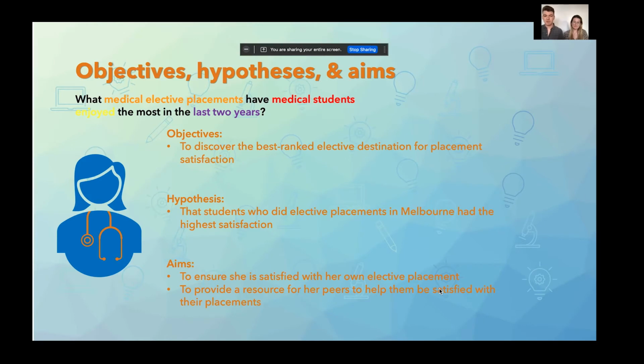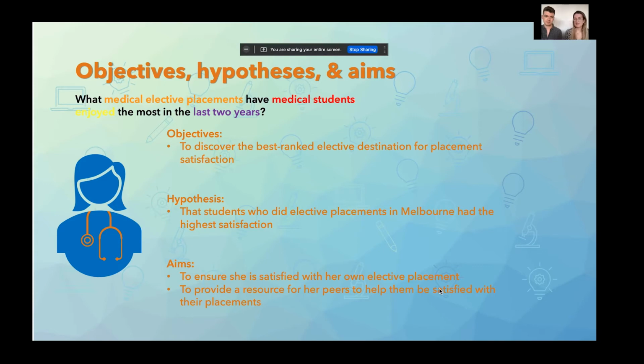Her aims, therefore, are to ensure that she's satisfied with her own elective placement, but also to provide a resource for her peers to help them be satisfied with their placements. So you can see how she's going back to address that initial problem that she doesn't know, but also she's finding something more generalizable to help other people as well.